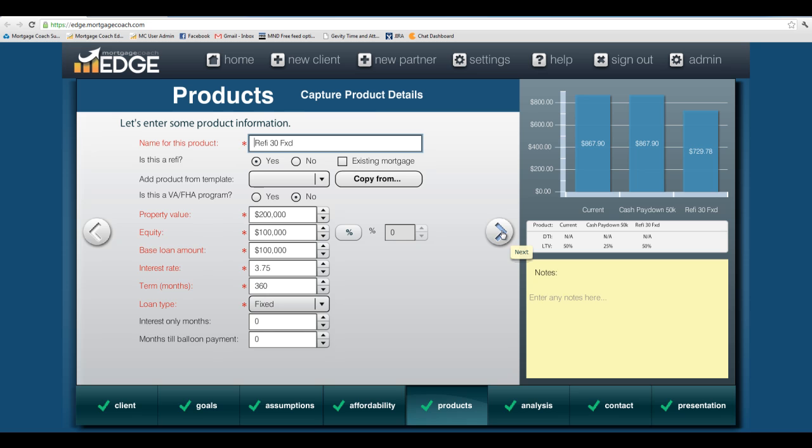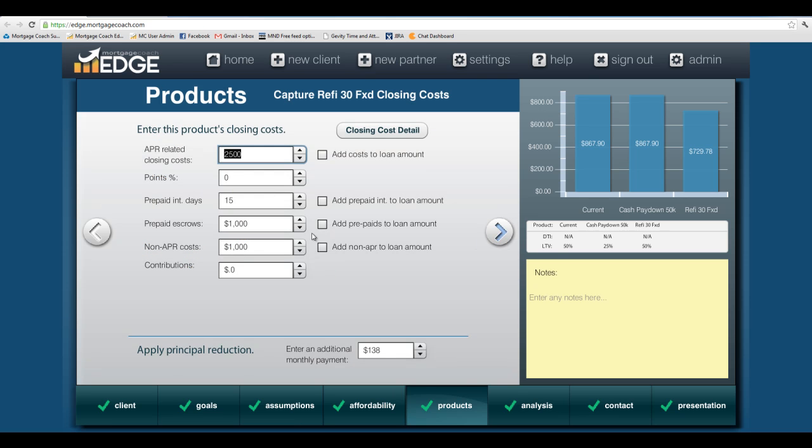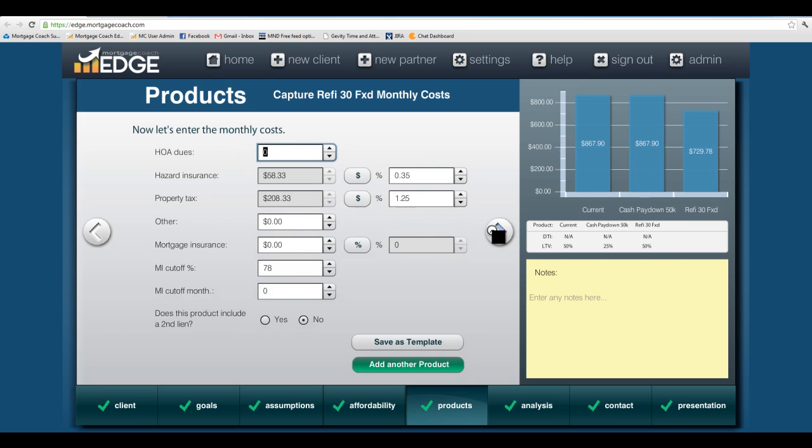Now my next product here is just a standard refi. We're going to refi for the full amount, the $100,000 at the new rate we can get them right now. Going to enter the closing costs that are associated with this loan, and then taxes and insurance.